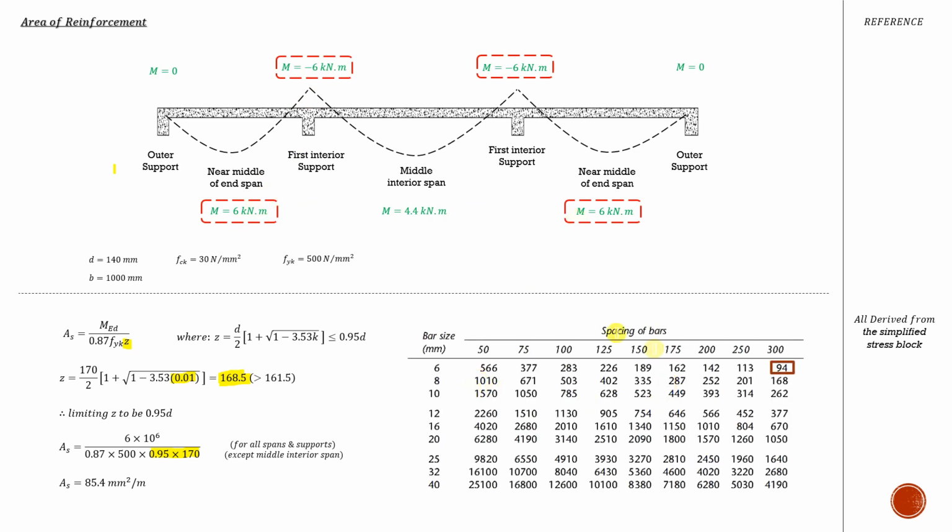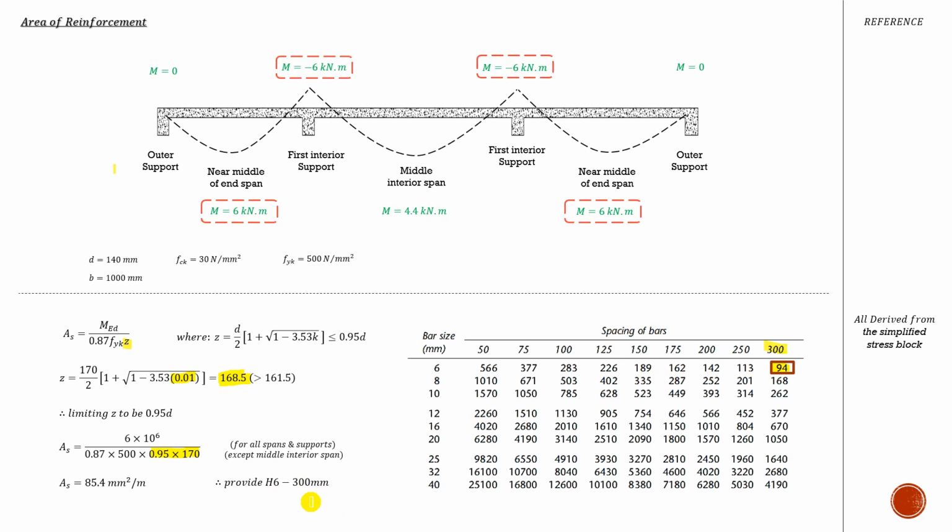Simple as that. Now go back to this table. It gives you the bar size against the spacing of the bars. Now 85.4 is not given here. You can work it out, but it's not given in this table. So instead take it as 94. This is the minimum. That means you have to provide 6 millimeter diameter bars at a spacing of 300 millimeters center to center.